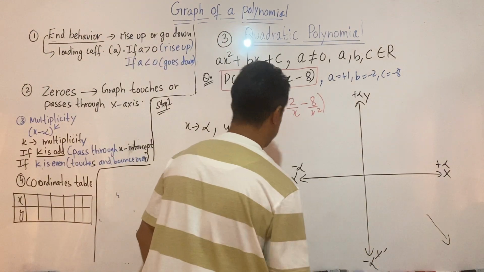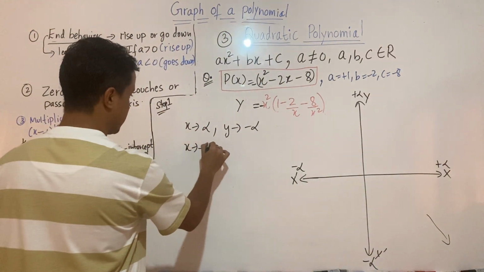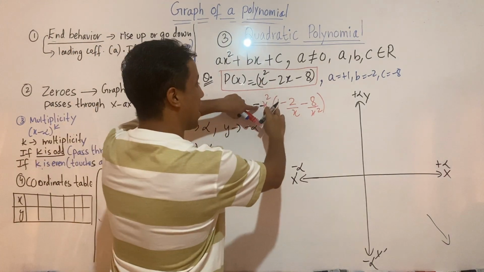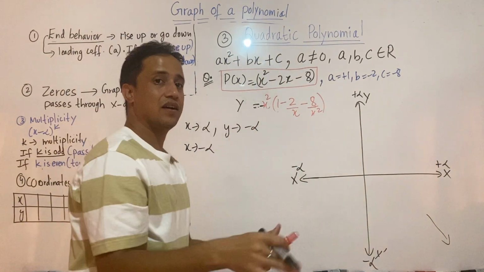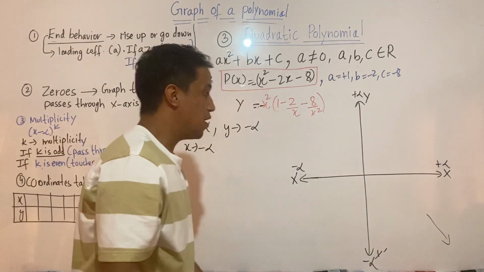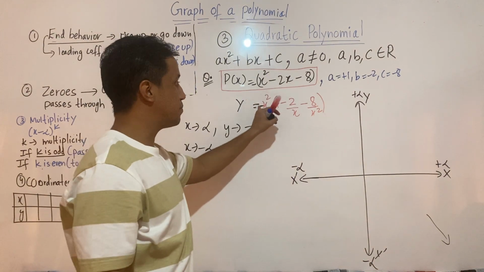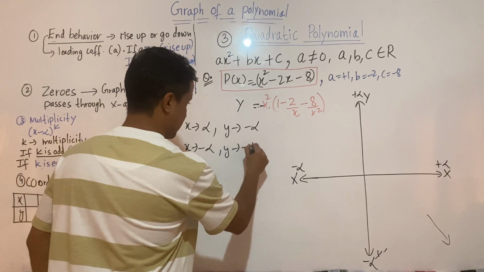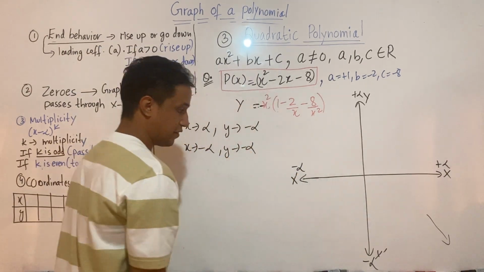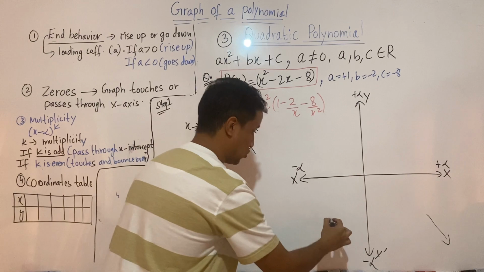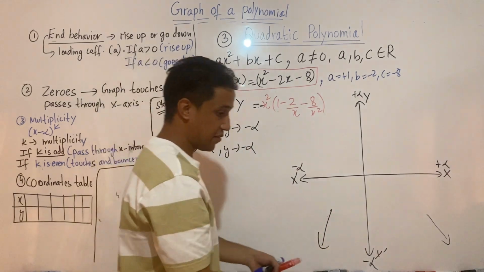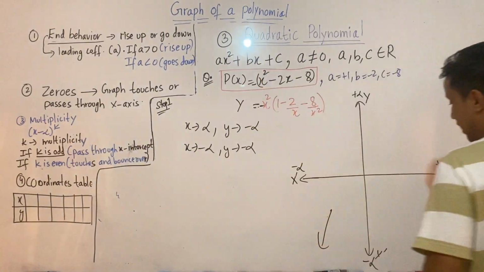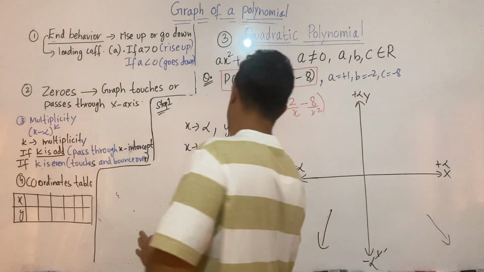Then if x is minus infinity, minus of minus infinity squared: minus infinity squared is infinity, but the negative sign will stay. So again y is minus infinity. So x minus infinity, y minus infinity means this way. Both ends are going down. So this is going to be the end behavior.